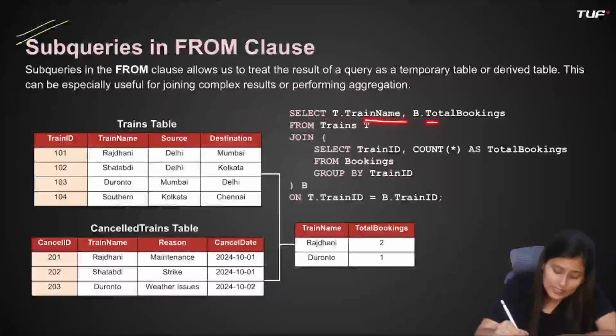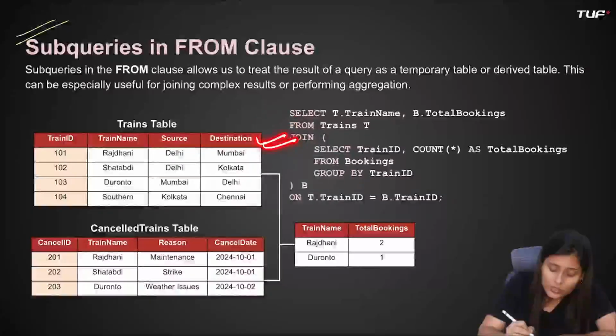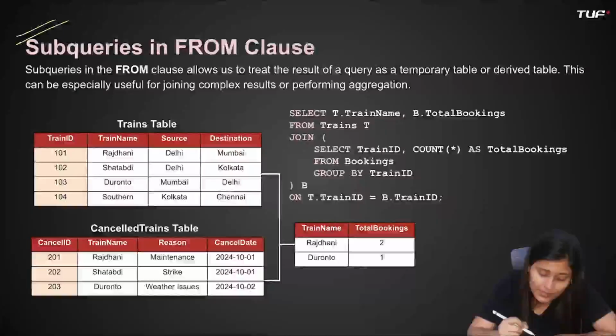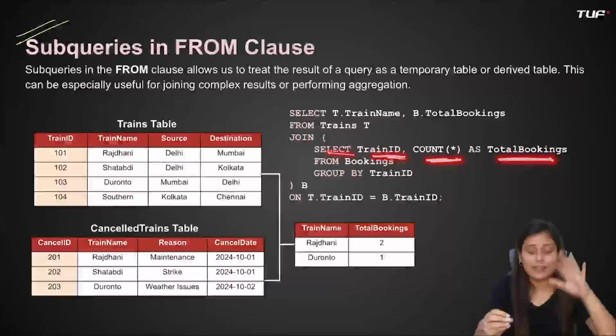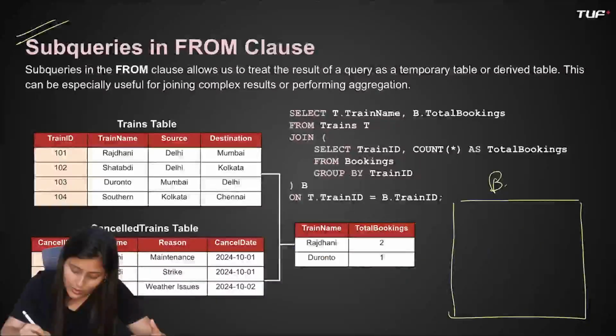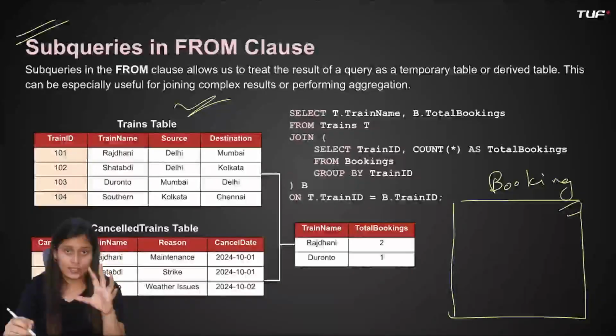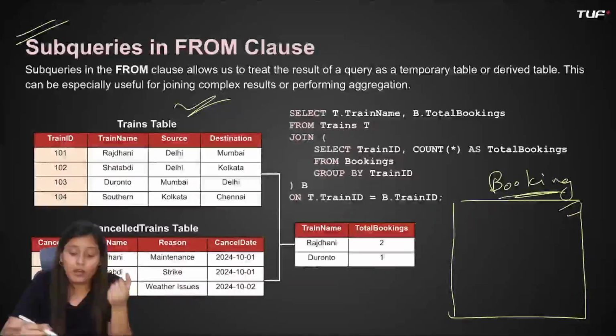So here is our select query. We are selecting train name and bookings from the trains table. Now we are joining the trains table with the bookings table having the same ID, but inside the join, the bookings table is one we have newly created. How are we creating it? We are selecting train ID and count of all as total bookings. Let's suppose we have a bookings table here. If you don't want to join the trains table and bookings table as it is, you can even manipulate the bookings table with a subquery.